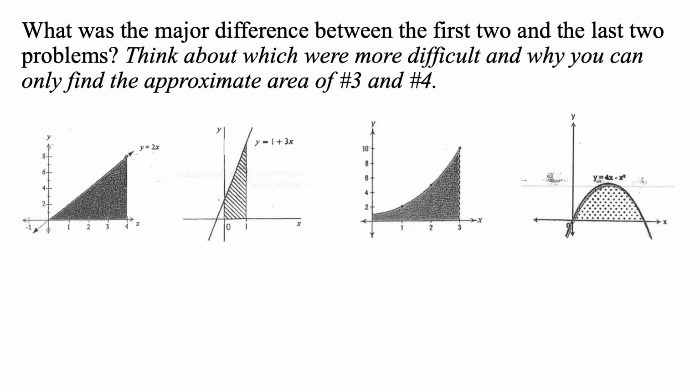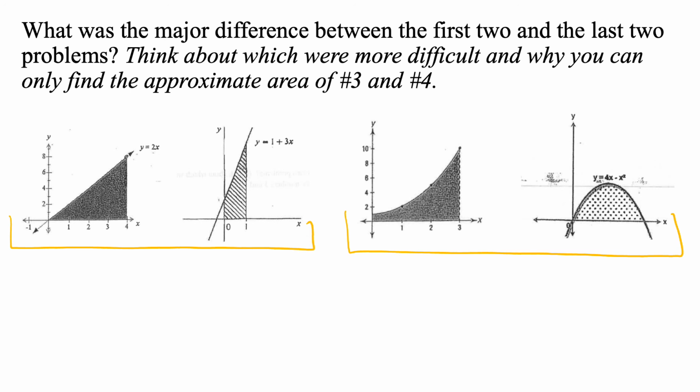So what was the major difference between the first two and the last two problems? Hopefully you think that in the first two we had those linear equations that made it easy for us to create shapes like rectangles and triangles, things that we know the exact area of, whereas in numbers 3 and 4 we had those curved equations, those parabolas, that made it more difficult to find exact shapes that fit in, and we had to find ways to approximate.